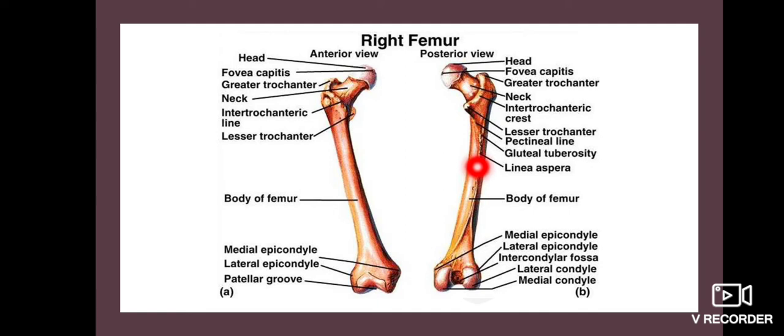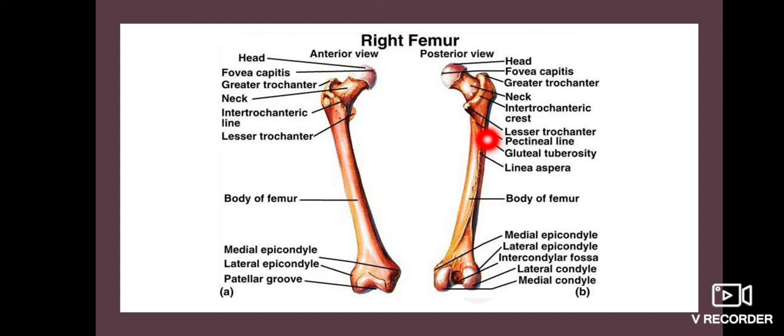middle part. While moving upward, you can see that this linea aspera is divided into 2 lines. One goes medially and the other goes laterally. See, this is medial, this is lateral. The upward continuation of the linea aspera divides into 2 lines. One goes medially, the other goes laterally. This lateral line is rough, and it is called the gluteal tuberosity.